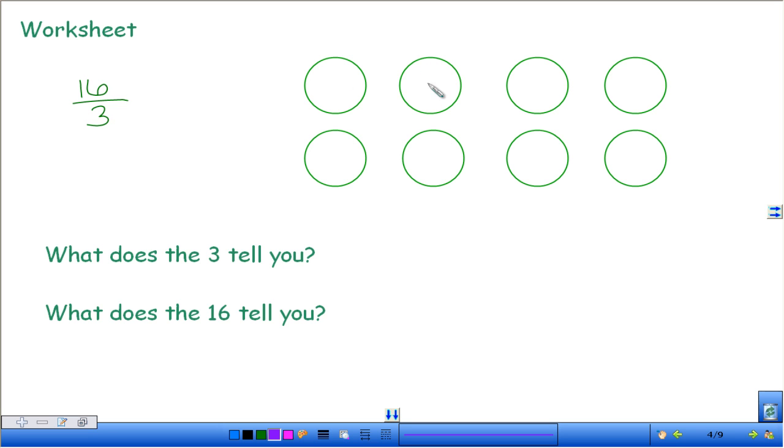So if all of these circles are one whole, how many pieces make up these circles? 3. So the first thing we need to do is we need to take these circles and we need to split them into 3 pieces, because that's what our denominator tells us. So go ahead and do that on your worksheet. Remember, when you do 3, you kind of make a peace sign without the middle one.